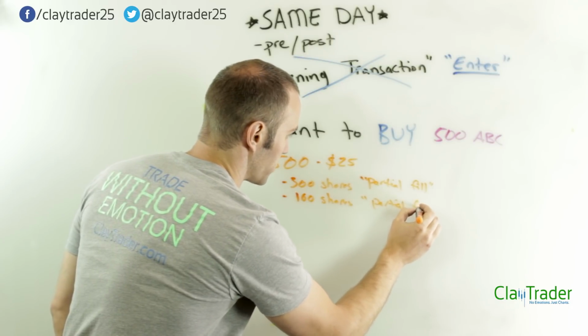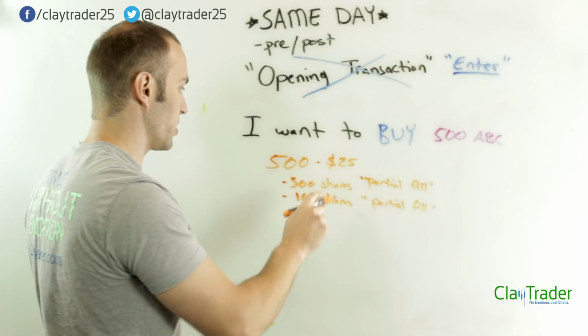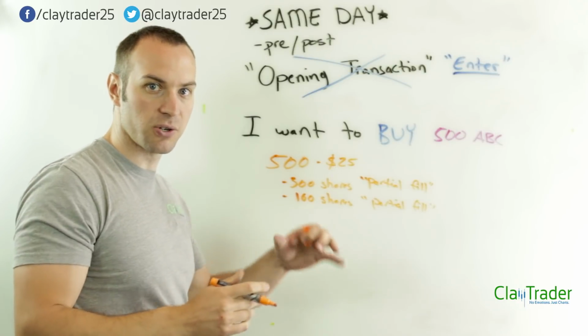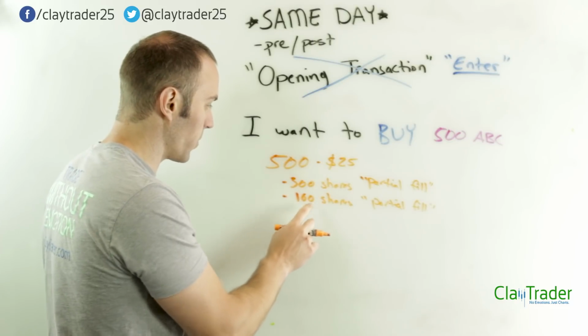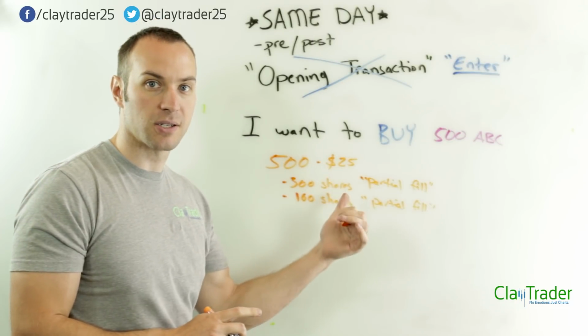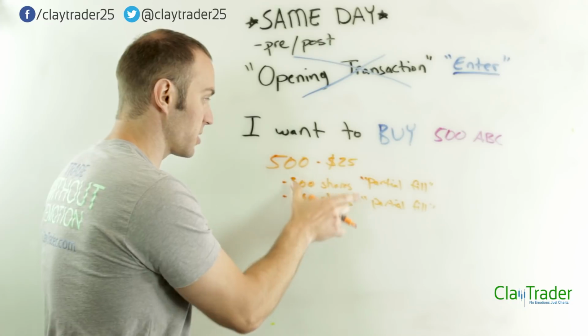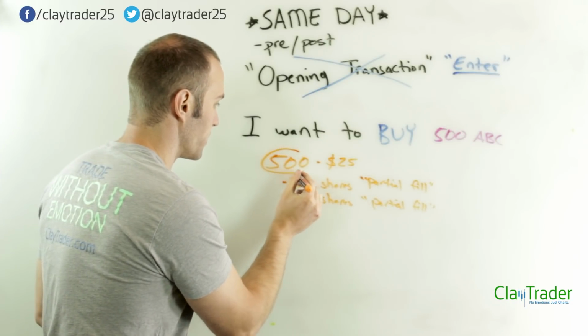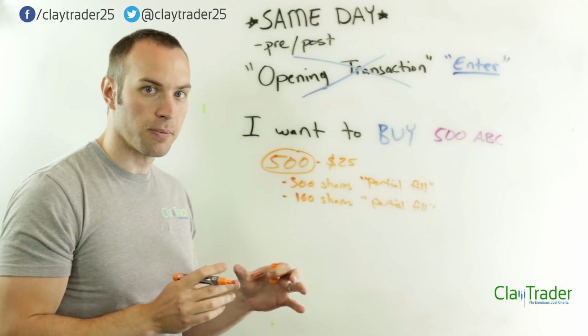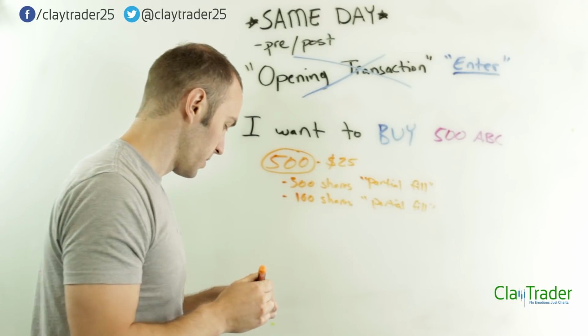But the question becomes, okay, you wanted 500, but now you're getting the shares in chunks. You're not getting them all in one go. You got 300 here, you got 100 here. How many day trades is this? This is still considered one entry because it's all part of the same order here. Same order being the key word here.